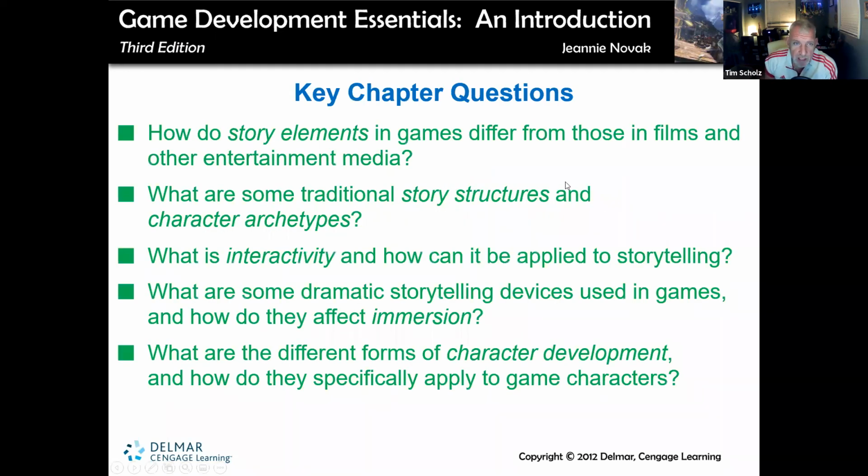So the key questions the chapter goes through are these. When you start talking about story elements in video games, there are going to be a lot of similarities to story elements used in films, movies, and all kinds of other entertainment media. But there are differences, and the chapter discusses what some of those differences are. It also talks about traditional story structures that aren't necessarily related to video games, just story structures in general, and character archetypes, which defines what they are, because they are used within games as well as outside of games.